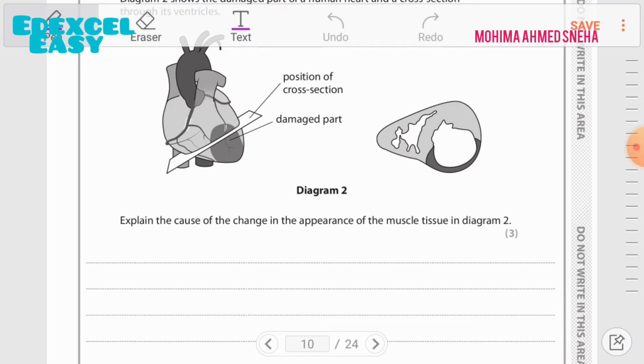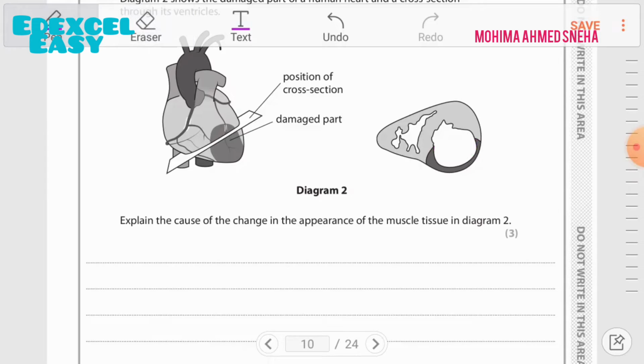We can see that the lumen for the left ventricle has become a lot bigger, which indicates that there has been a blockage in the coronary artery. Due to the blockage in the coronary artery, the heart muscles cannot get enough oxygen in these regions, and due to lack of oxygen, they cannot respire aerobically enough to produce enough energy, and therefore the cells in these regions die out, increasing the lumen for the left ventricle.